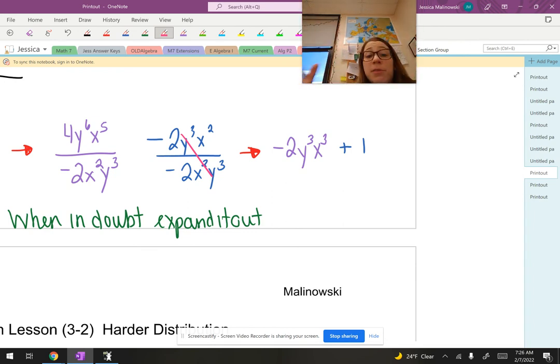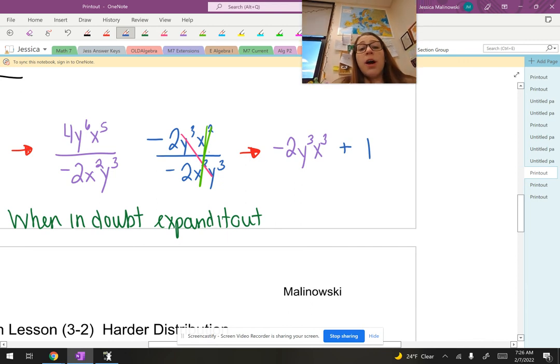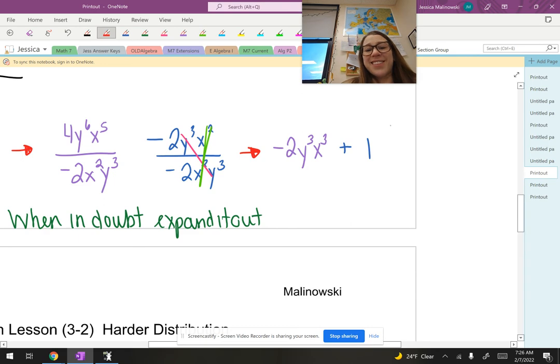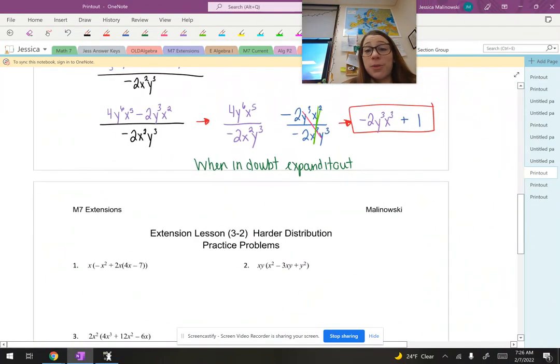3 y's on top divided by 3 y's on the bottom. Those are all going to cancel out, as are the x squareds. So I've got plus 1. I cannot just get rid of that entire plus 1 because if I did, that would mean plus 0. And plus 0 is not the same as plus 1. So because everything cancels out, we have to keep at least one there. And that is our final answer. So just take it slow in your practice problems and careful with those exponents.